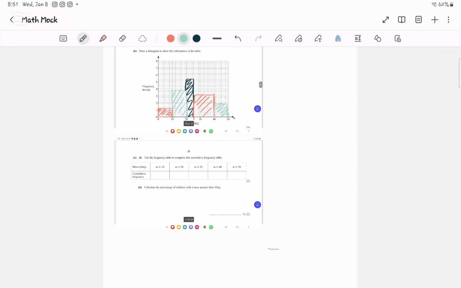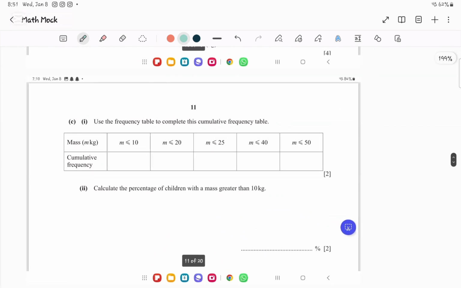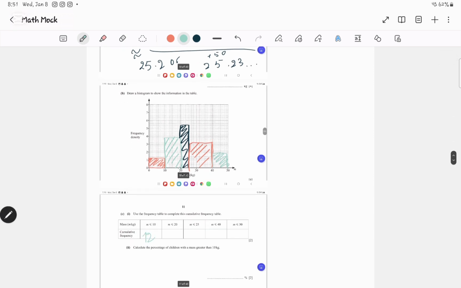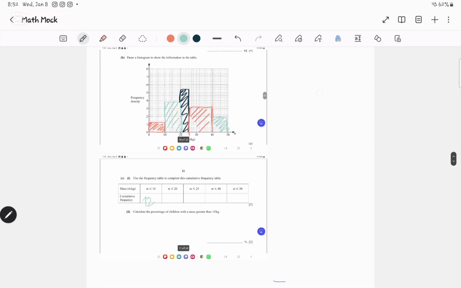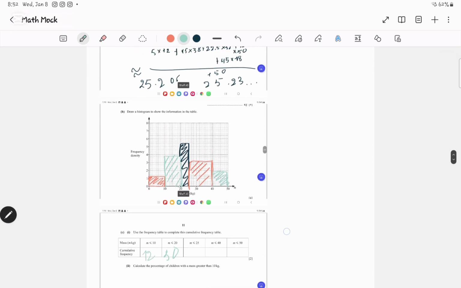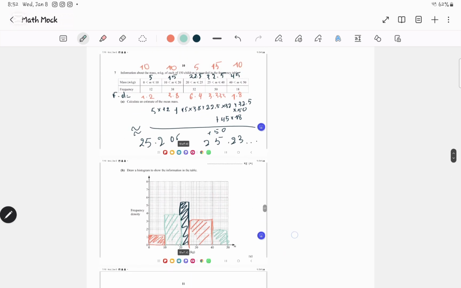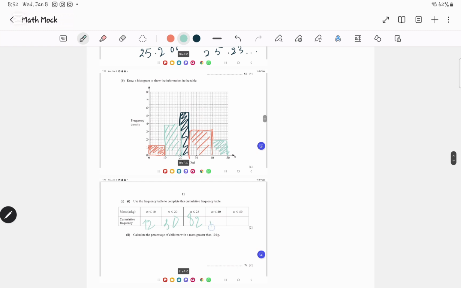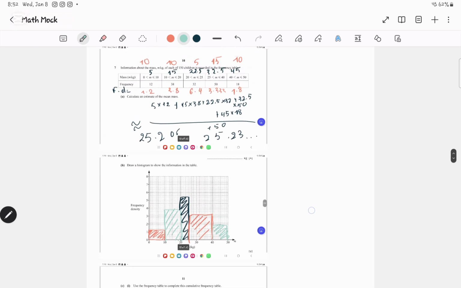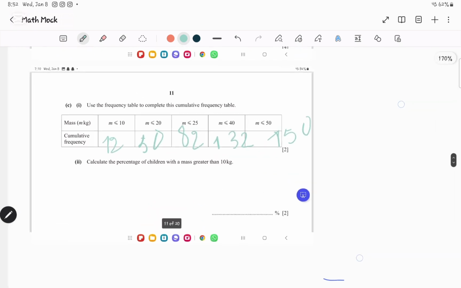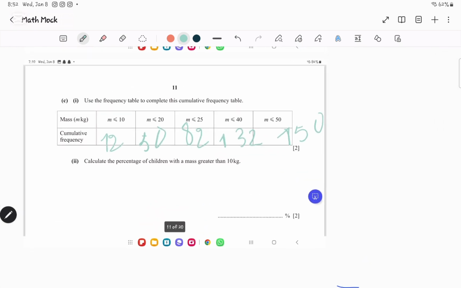For part C, we need to put the cumulative frequency. So 12 will stay 12, but then 12 plus 38 becomes 50. Then 50 plus 32 becomes 82. Then 82 plus 50 is 132. And then 132 plus 18 is 150. And that is the cumulative frequency.